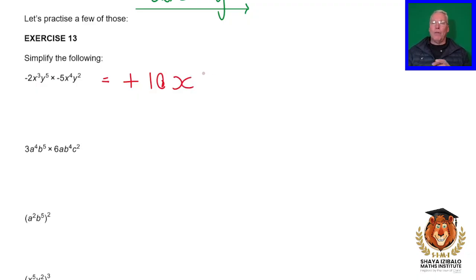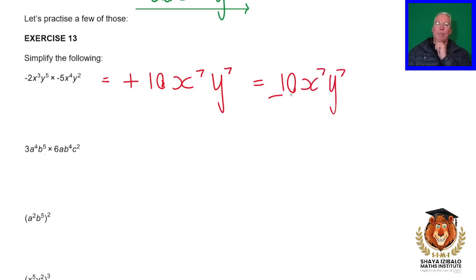And the shortcut for writing x times x times x times x times x times x times x, 7 of them multiplied together, is that. And how many y's are there altogether? Well, there are actually 7 y's as well. So 10x to the 7, y to the 7. I don't need to write that plus. So I could just write 10x to the 7, y to the 7. It's not wrong to write the plus, but it's not necessary.